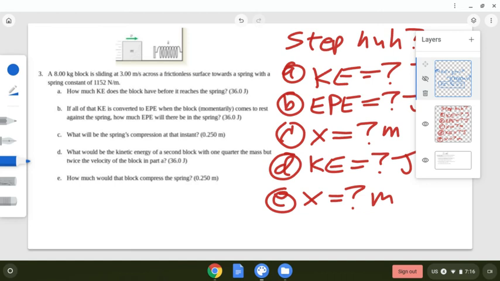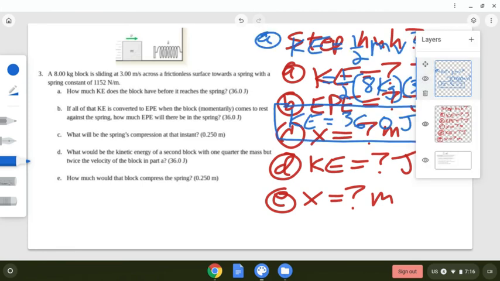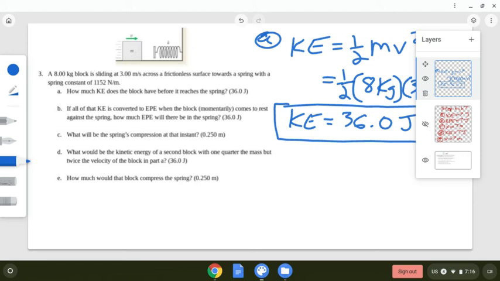And then quick step two, does it match what we were looking for? Yeah, we wanted kinetic energy in joules, and that's what we found. So we're happy about that. So on to part B.